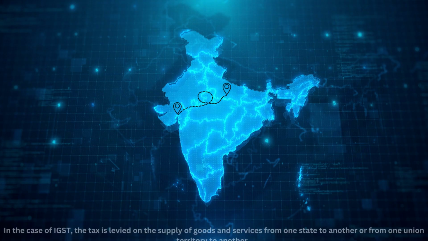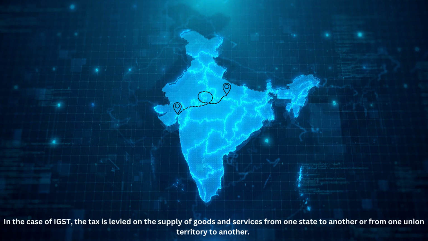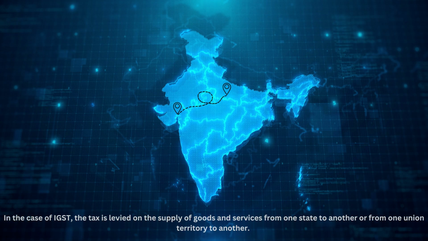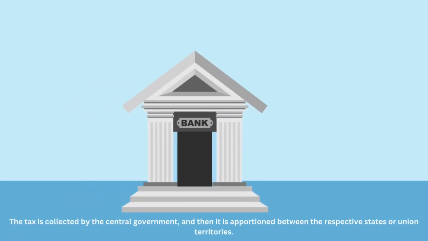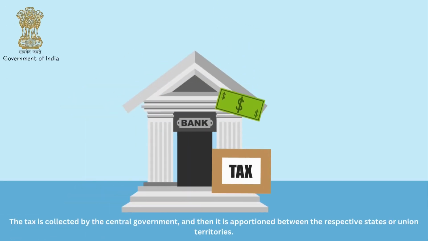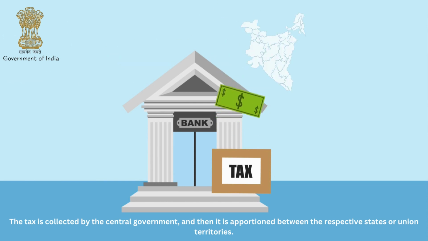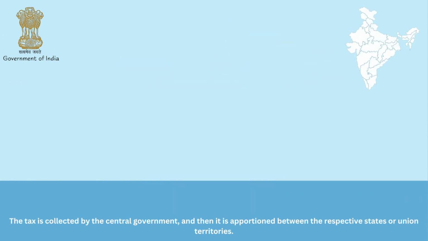In the case of IGST, the tax is levied on the supply of goods and services from one state to another or from one union territory to another. The tax is collected by the central government, and then it is apportioned between the respective states or union territories.